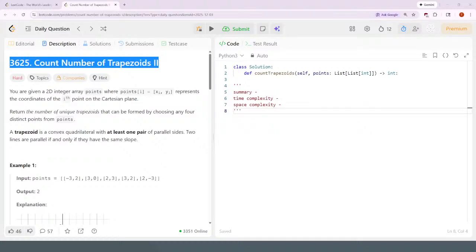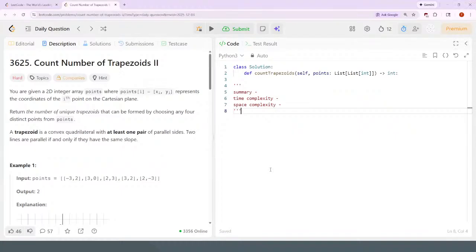Okay, let's see what we got today. Hard. Count number of trapezoids part 2.